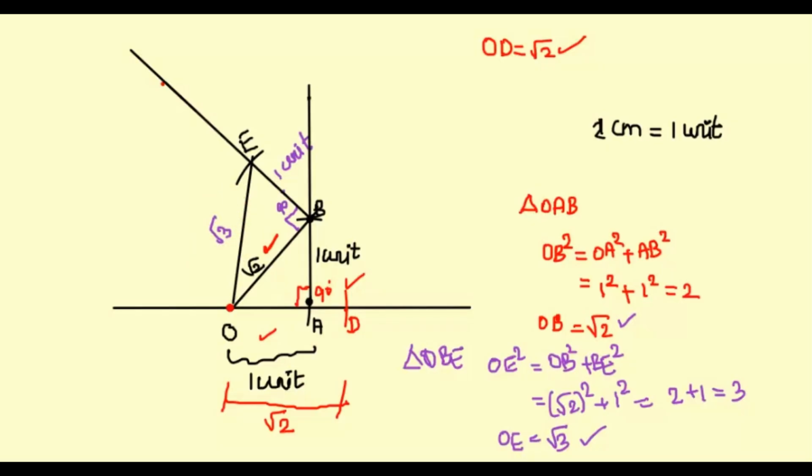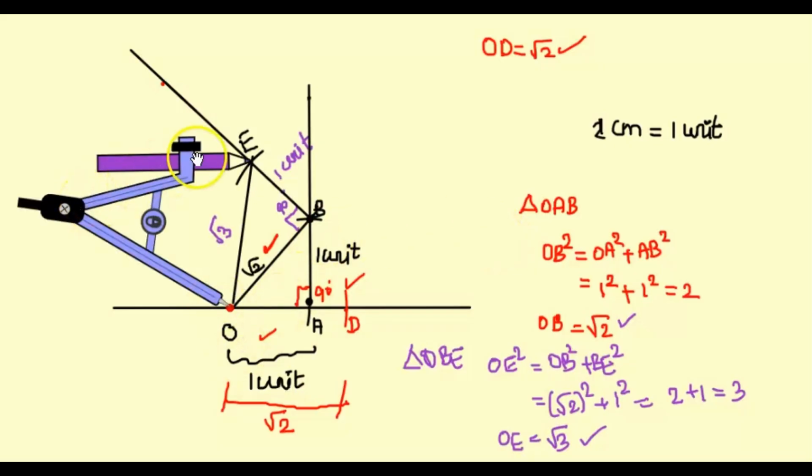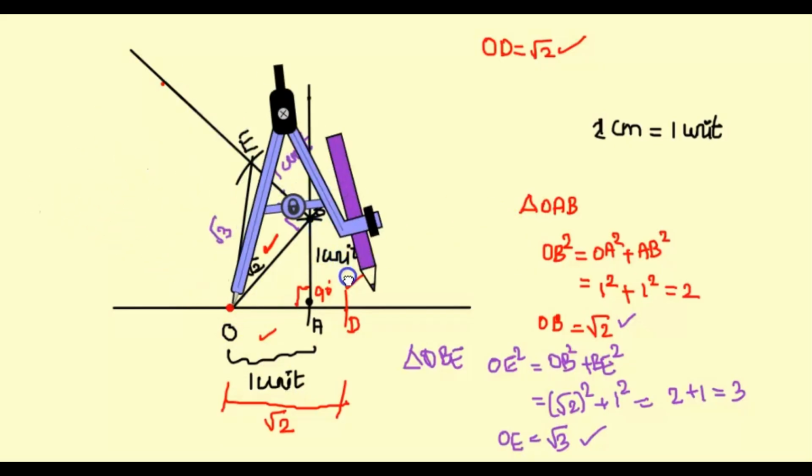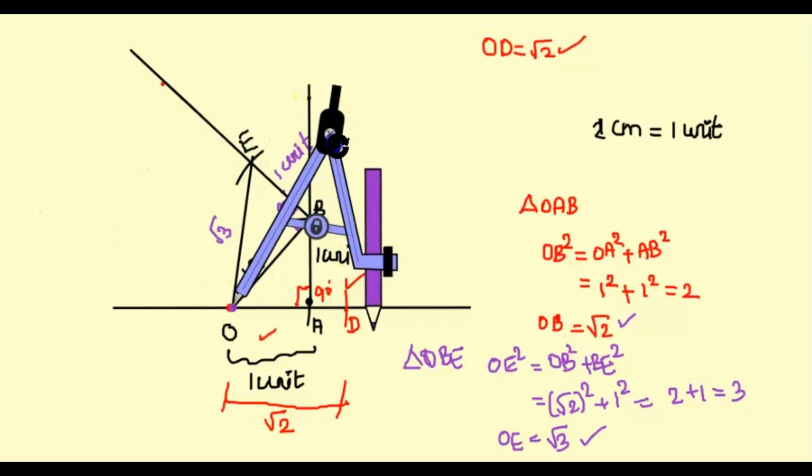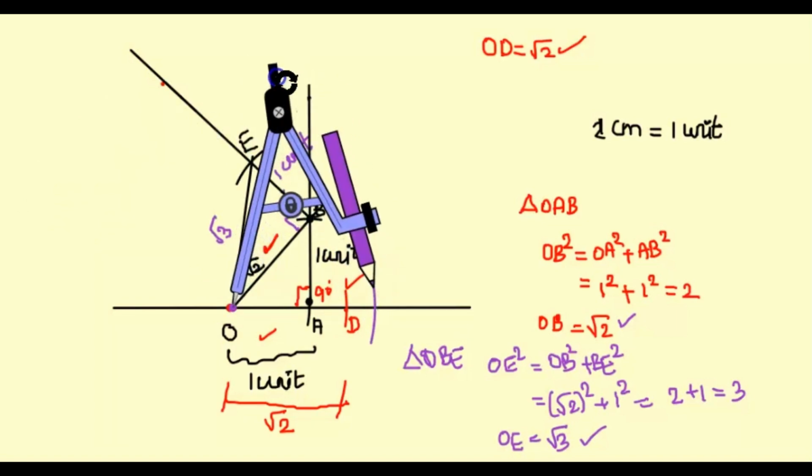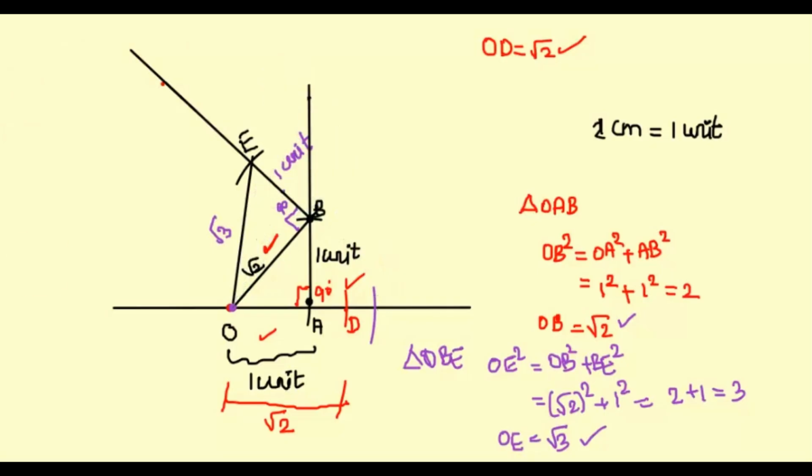So we are going to make the measurement of root 3 on the baseline. For that again we need to take a compass at the length O to E, and then we are going to make an arc on the baseline. So we will make an arc on the baseline and mark this intersection as F, point F. So now I'm going to say OF is equal to root 3.